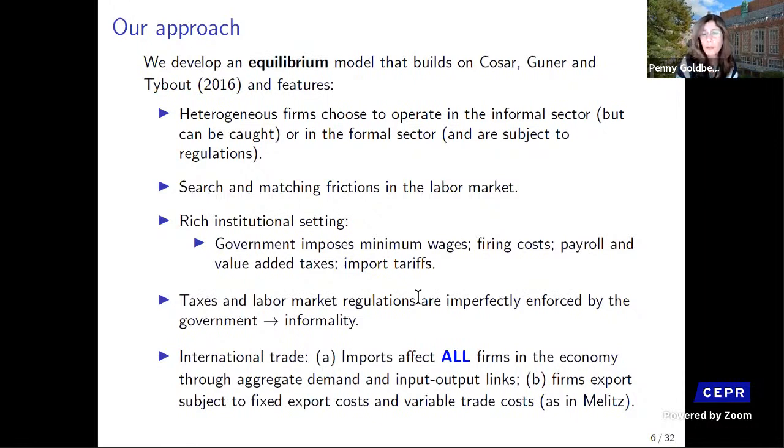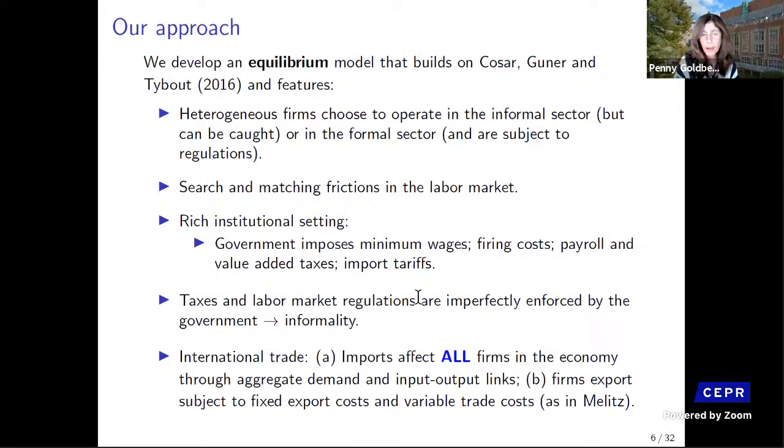Workers face certain matching frictions in the labor market. We consider a very rich institutional setting. In our setting, the government imposes minimum wages. There are firing costs, which are significant in Brazil. There are payroll taxes and value-added taxes. And on the trade side, there are import tariffs. Importantly, all these labor market regulations and taxes are imperfectly enforced by the government. This imperfect enforcement leaves the possibility open for firms and workers to operate as informal. In other words, informality is the result of having all these regulations and all these frictions in the labor market in conjunction with the fact that all these regulations are imperfectly enforced.